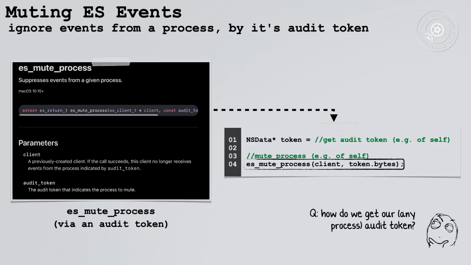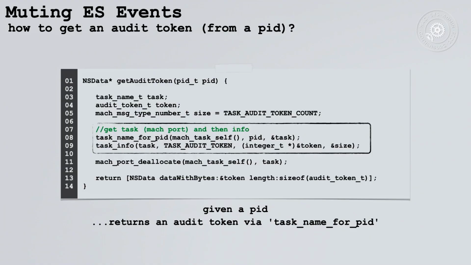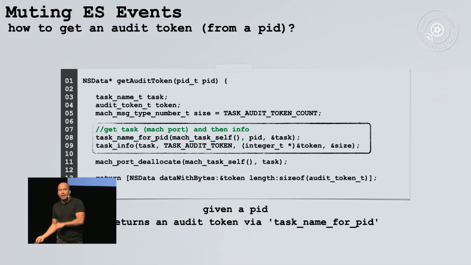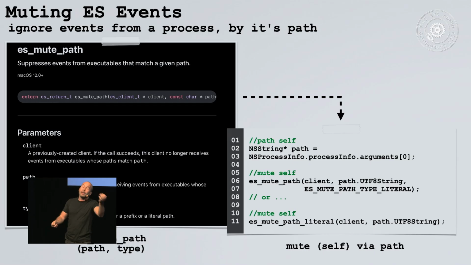The one challenge about this is it takes an audit token. Audit tokens are just a more modern, more secure way to refer to a process. They kind of replace PIDs. But the question is, how do I get an audit token of myself or an arbitrary process to mute? Turns out we have to kind of go into some low-level Mach APIs. Again, this code is just kind of for reference, but basically we can make a Mach API call, give it a PID, and it'll give us the audit token that matches that PID. And then we can take that audit token and we can give it to the ESMute process API to mute the process.